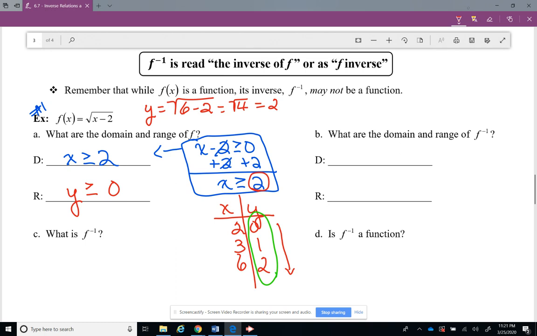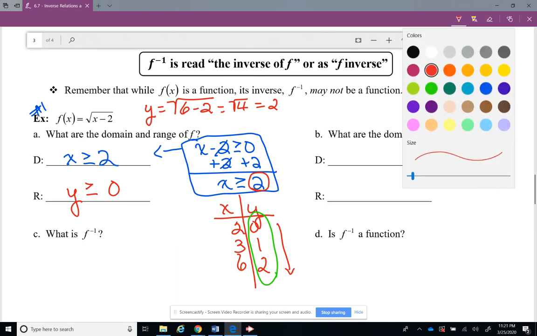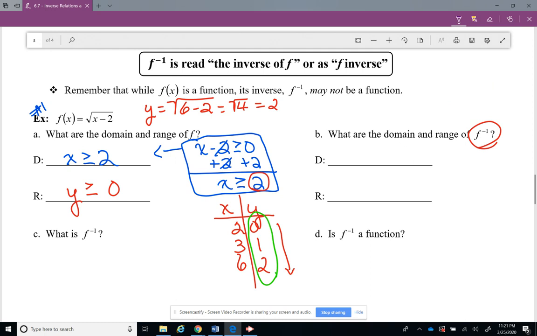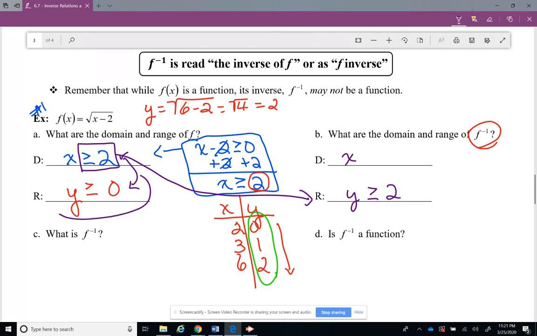All right, what are the domain and range of f inverse? Let's do this in purple, my favorite color. So the domain is still going to be x, and the range is still going to be y. But remember, when you're doing the inverse, you are switching these two. So if the domain of the original function is greater than or equal to 2, you're going to take that and put it in the range. So the range is going to be greater than or equal to 2. But remember, the range is still y.